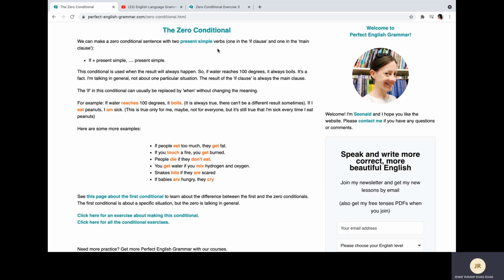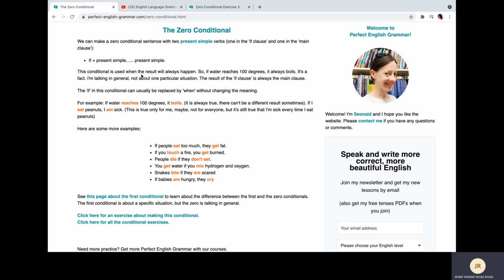So we can make zero conditional sentences with two present simple verbs. Remember that the present simple verbs can be third person singular, or if it is any other person, remember the rules for some of them. One in the if clause, entonces recuerden que una es la if clause, this one, the first part, and one is the main clause, if clause, main clause.